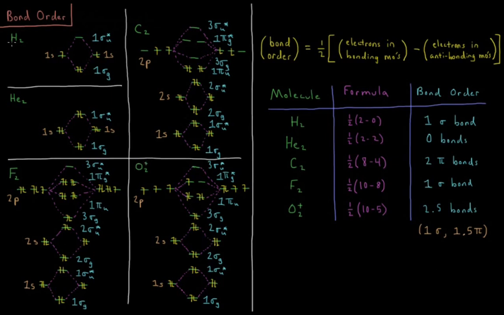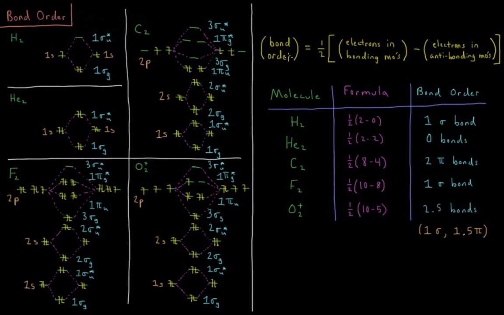So we know that H2, we have this kind of idea from general chemistry that there's a sigma bond going on there, and that He2 doesn't really prefer to bond. And the same kind of idea that we think of F2 as being a single sigma bond. So where do we actually quantitatively get that from? So we get that from a concept called bond order.